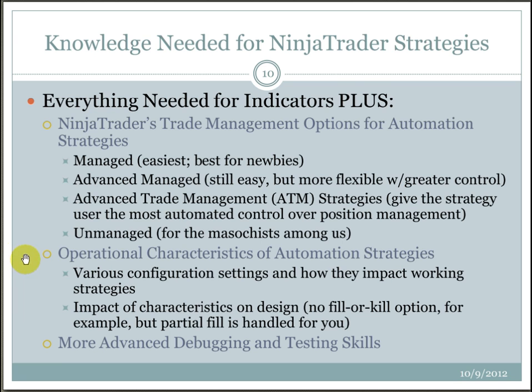You also need to know the operational characteristics of automation strategies. There are various configuration settings that are kind of out of the box. How do they impact the operation of your strategies when they're working? How do they affect it when you're back testing? What's the difference between back testing and real-time data? And what's the difference between real-time and real-time delayed, if you will? How do these different conditions impact your strategy? You need to know so you can account for that in your code.